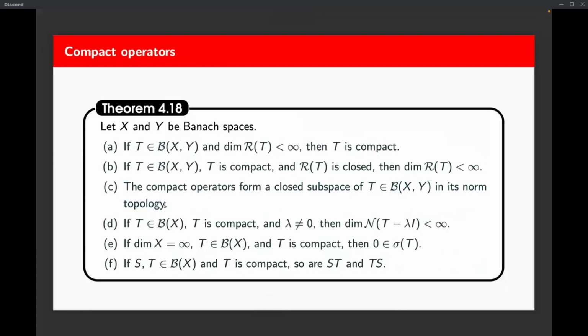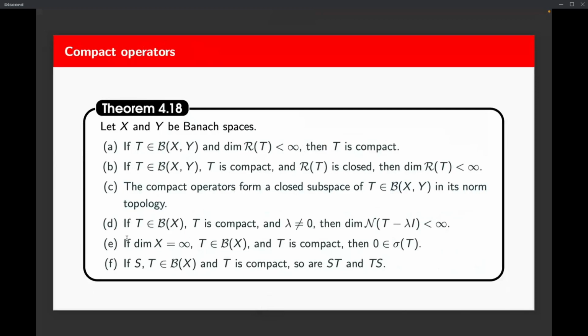C says the compact operators form a closed subspace of B(X, Y) under the norm topology. Because it's a subspace, that means the somewhat non-obvious fact that the sum of two compact operators is compact, and maybe the more obvious fact that scalar multiplication of a compact operator is compact, and they form a closed subspace. This is a pretty long and technical proof, but a cool result.